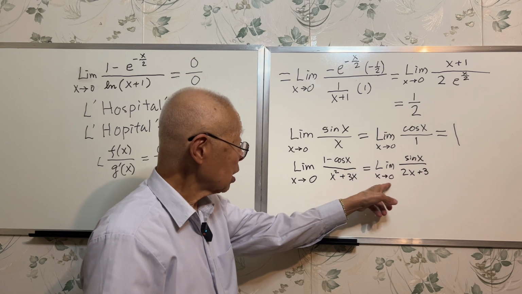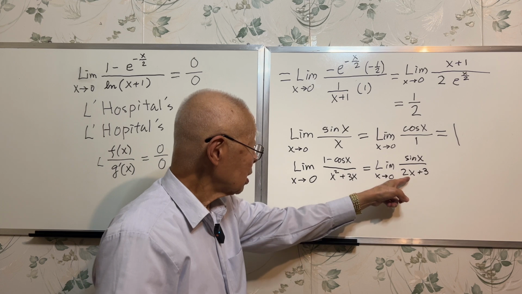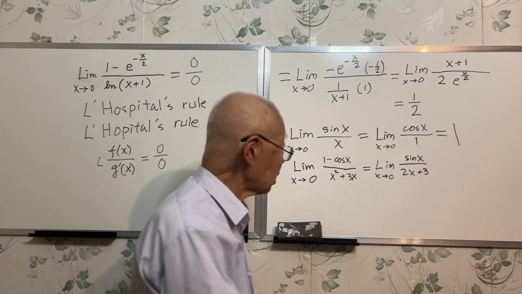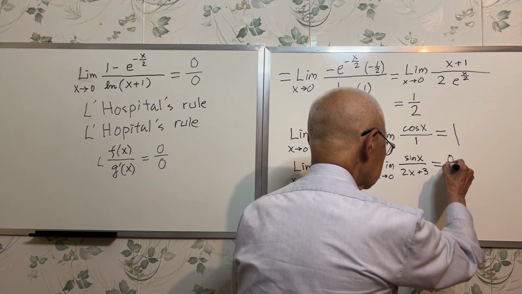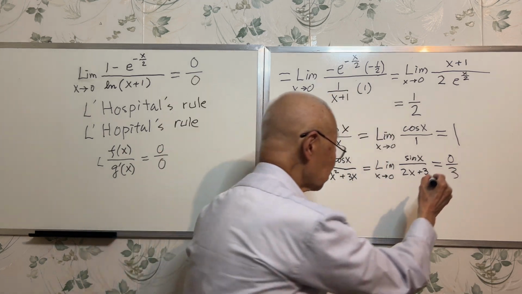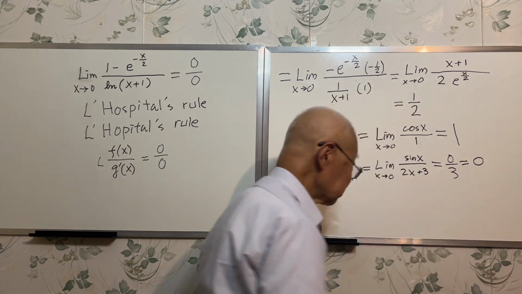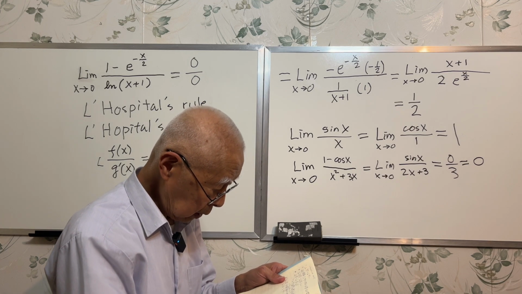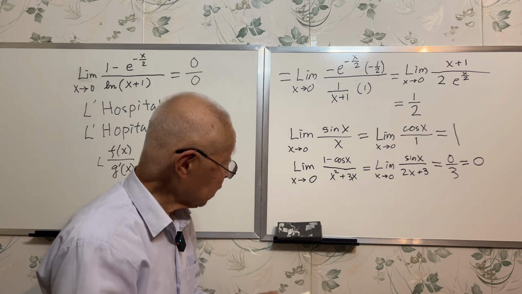X goes to 0. Sine 0 is 0. When x is 0 here, you have 3. Therefore, you take the limit, it is 0 over 3. Zero over 3 is 0, so the answer is 0. Let's do another example.